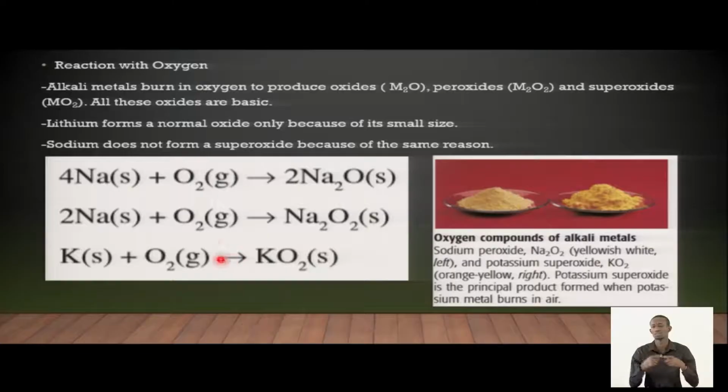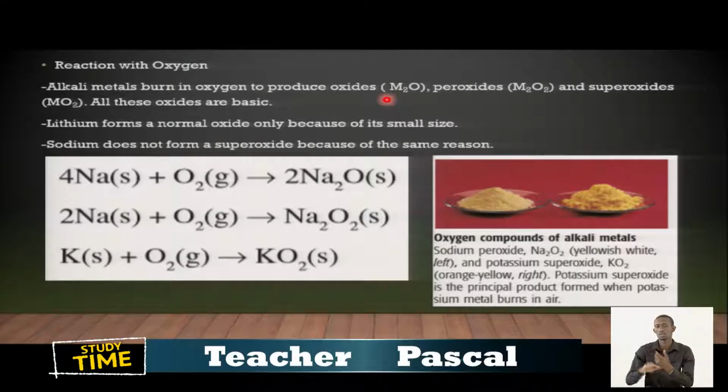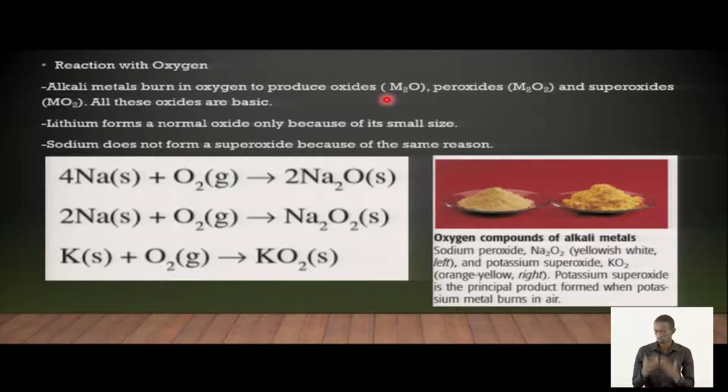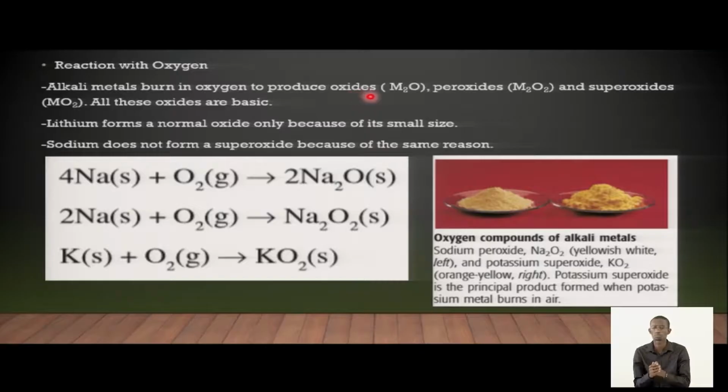So here I will tell you that we have 3 types of oxides, mainly. And that will be another way of classifying the oxides because normally you know a classification which gives the acidic oxides, basic oxides, amphoteric oxides, and neutral oxides. But today, we will base on the molecular formula and the type of the oxygen ion which is present in the compound. So the metals, alkali metals, burn in oxygen to produce oxides.